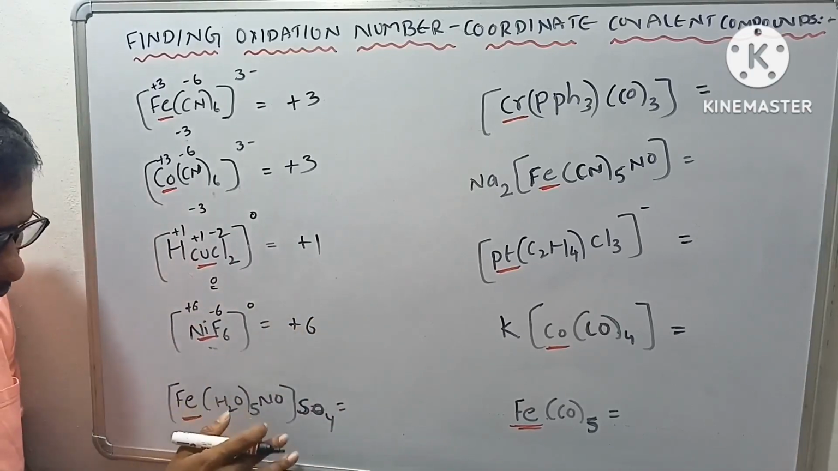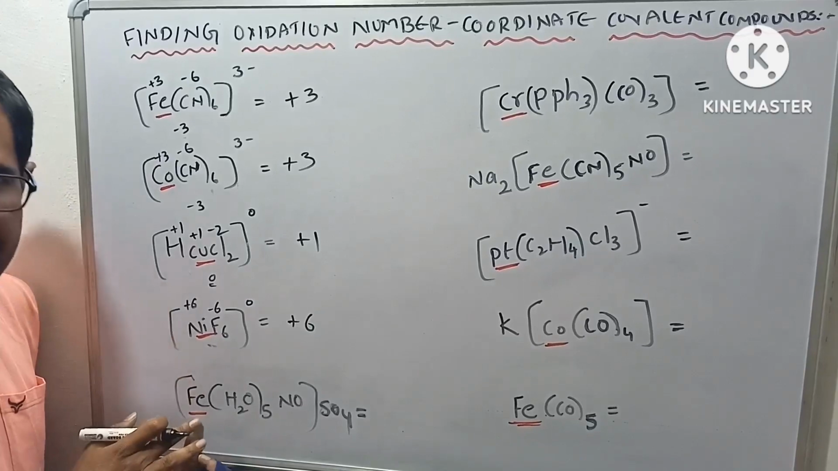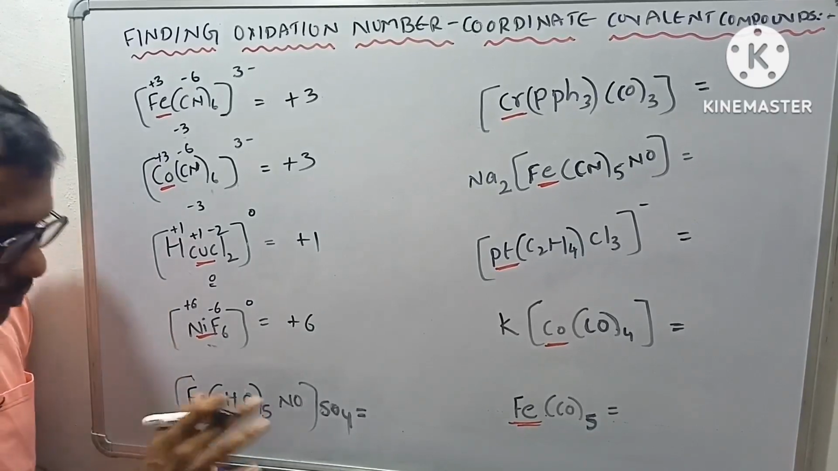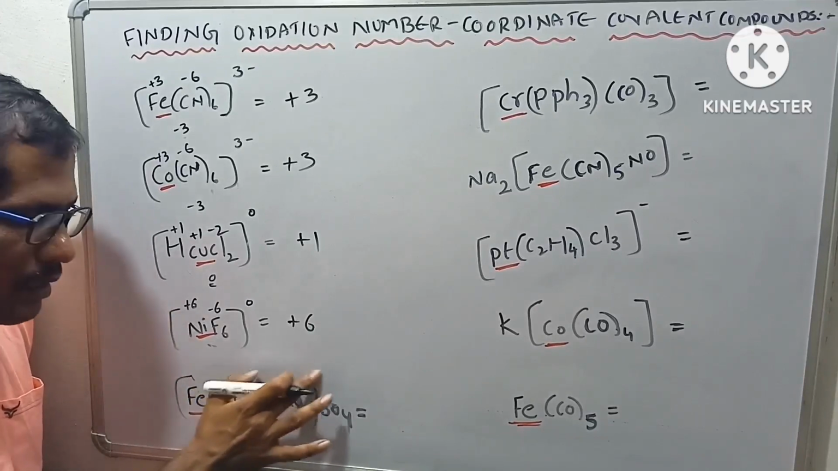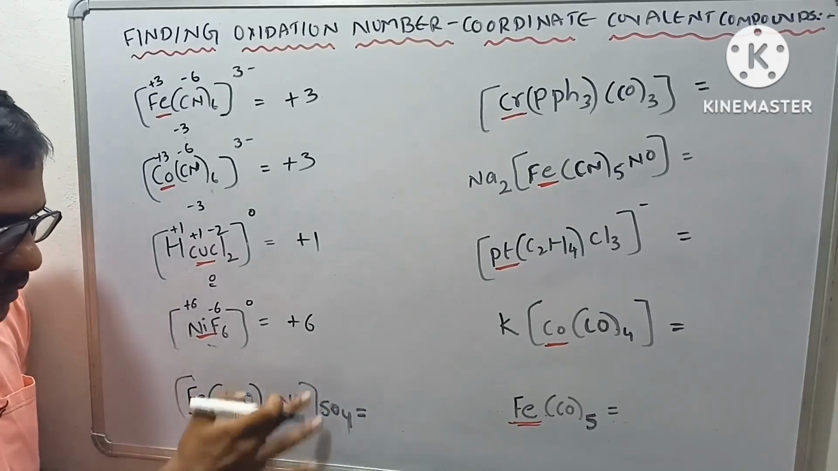Observe carefully here. We need to find the iron oxidation state. For that, what you should do is first find the charge on the coordination sphere. First, what is the charge present on the coordination sphere? Here the charge is not given.